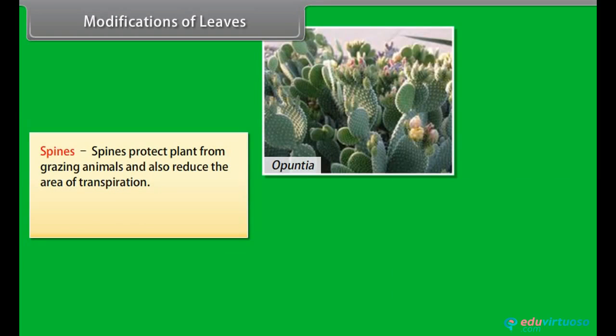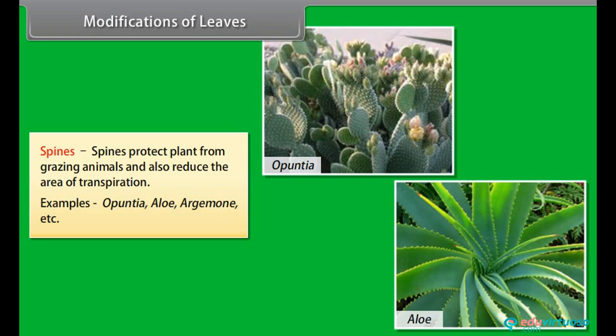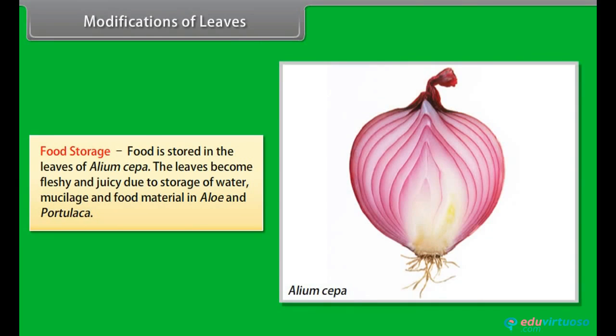Spines. Spines protect plant from grazing animals and also reduce the area of transpiration. Examples: Opuntia, Aloe, Argemone, etc. Food storage. Food is stored in the leaves of Allium cepa. The leaves become fleshy and juicy due to storage of water, mucilage, and food material in Aloe and Portulaca.